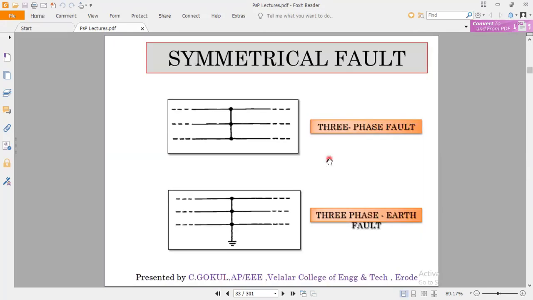So how does a symmetrical fault occur? When three phases are combined with each other, a symmetrical fault occurs. Another category of symmetrical fault, which I already told you, is when three phases are subsequently combined with each other to the ground, which becomes a symmetrical fault of the second category.